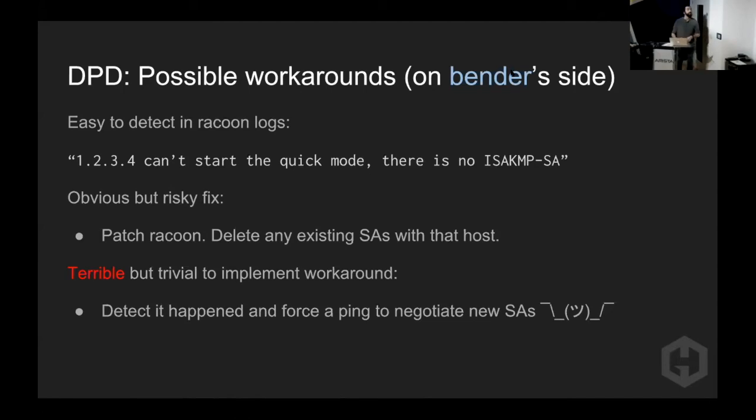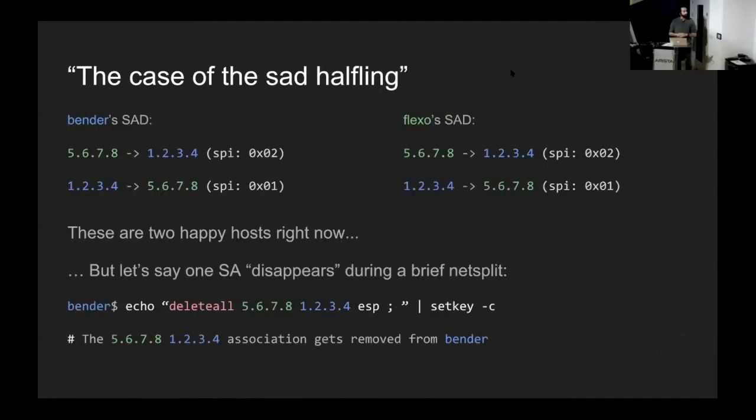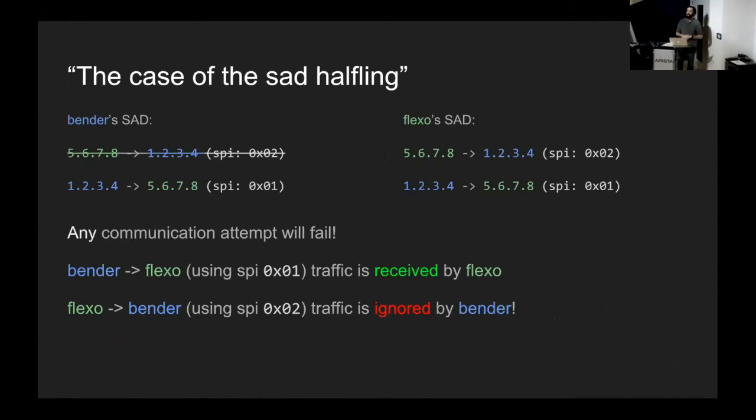This is an interesting case that we also found. Imagine the same example that we had. You have Bender, you have Flexo. They can talk to each other. Everybody's happy. Now, instead of Bender completely crashing, imagine only one association dies.